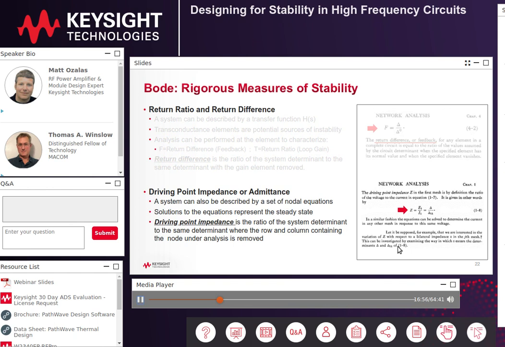Bode also presented another view of a system as a set of nodal equations, the solution to which is the steady state voltage resulting from the driving currents. So in essence, each node in the system can be analyzed for stability by observing the way in which the node enters into the overall system determinant. So we define driving point impedance as just that, the ratio of the system determinant to the same determinant with the node itself removed from the matrix.